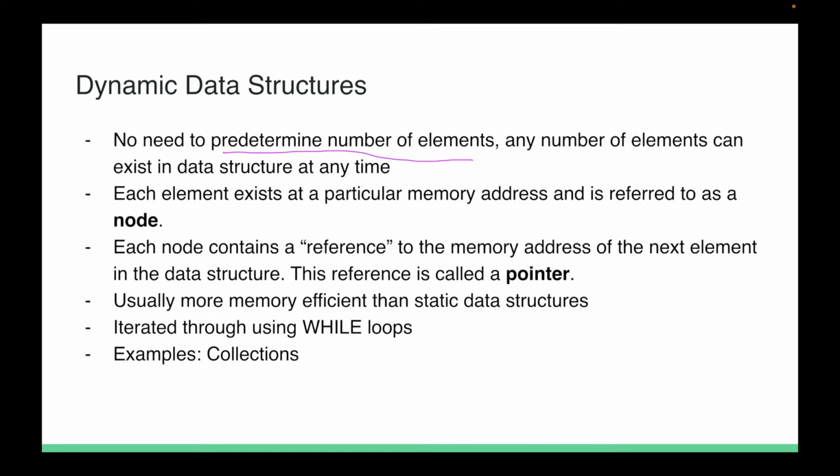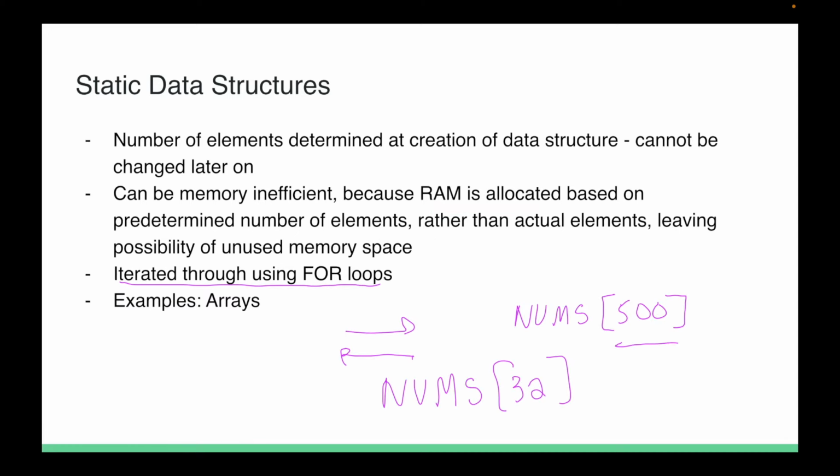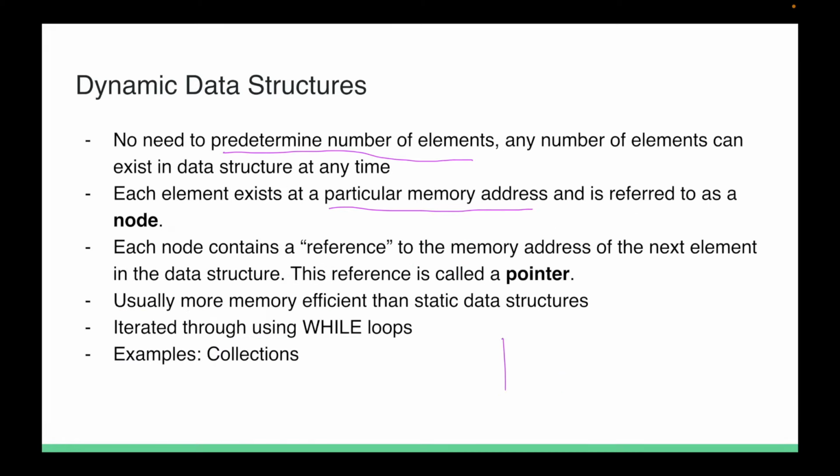With a dynamic data structure, each element exists at a particular memory address, which is also true for static data structures. But for static data structures, we tend to have all of our memory located together like this, so basically continuous memory addresses. If you have memory addresses of 0, 1, 2, 3, 4, 5, 6, 7, we're looking at a static data structure. With dynamic data structures, we also have particular memory addresses, but these don't have to be located next to each other, unlike in static data structures.